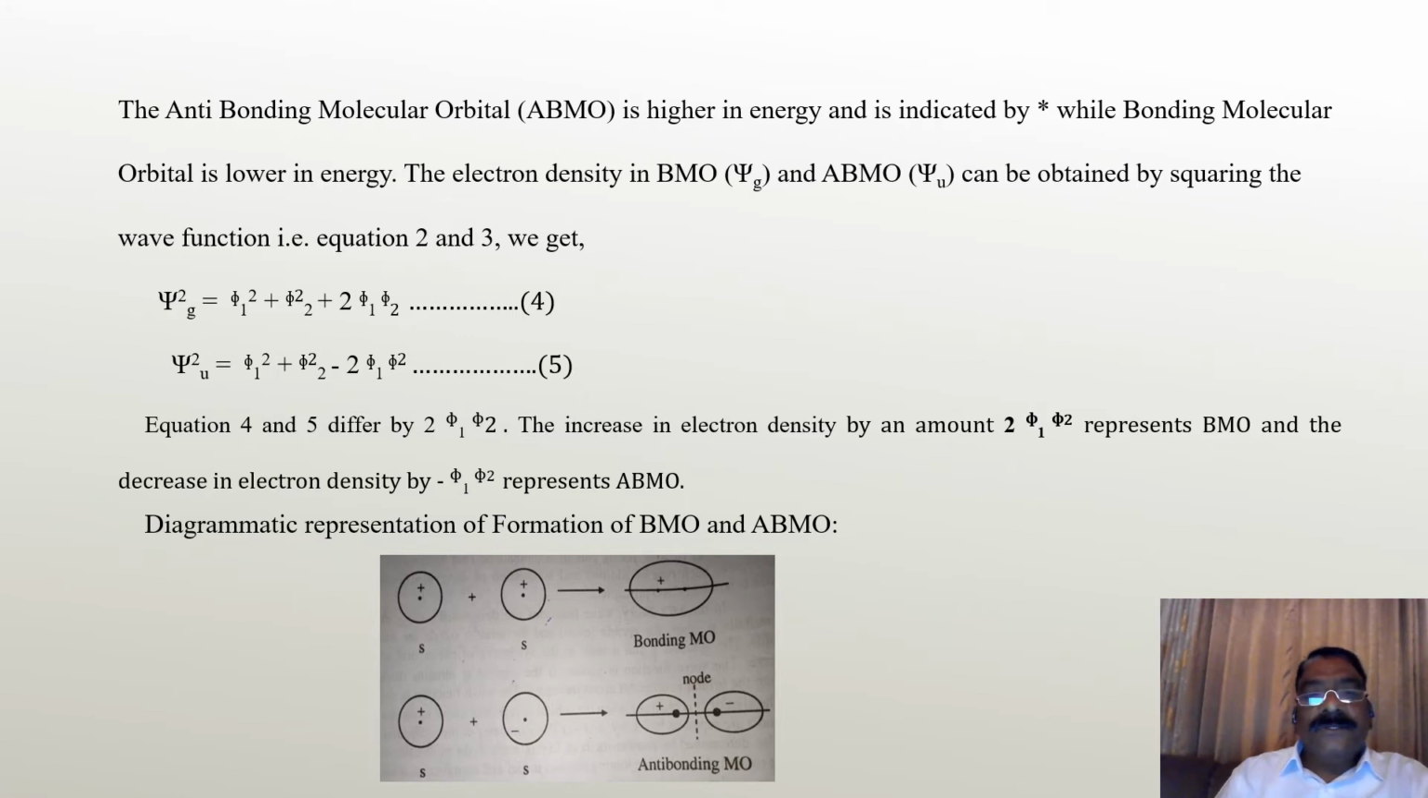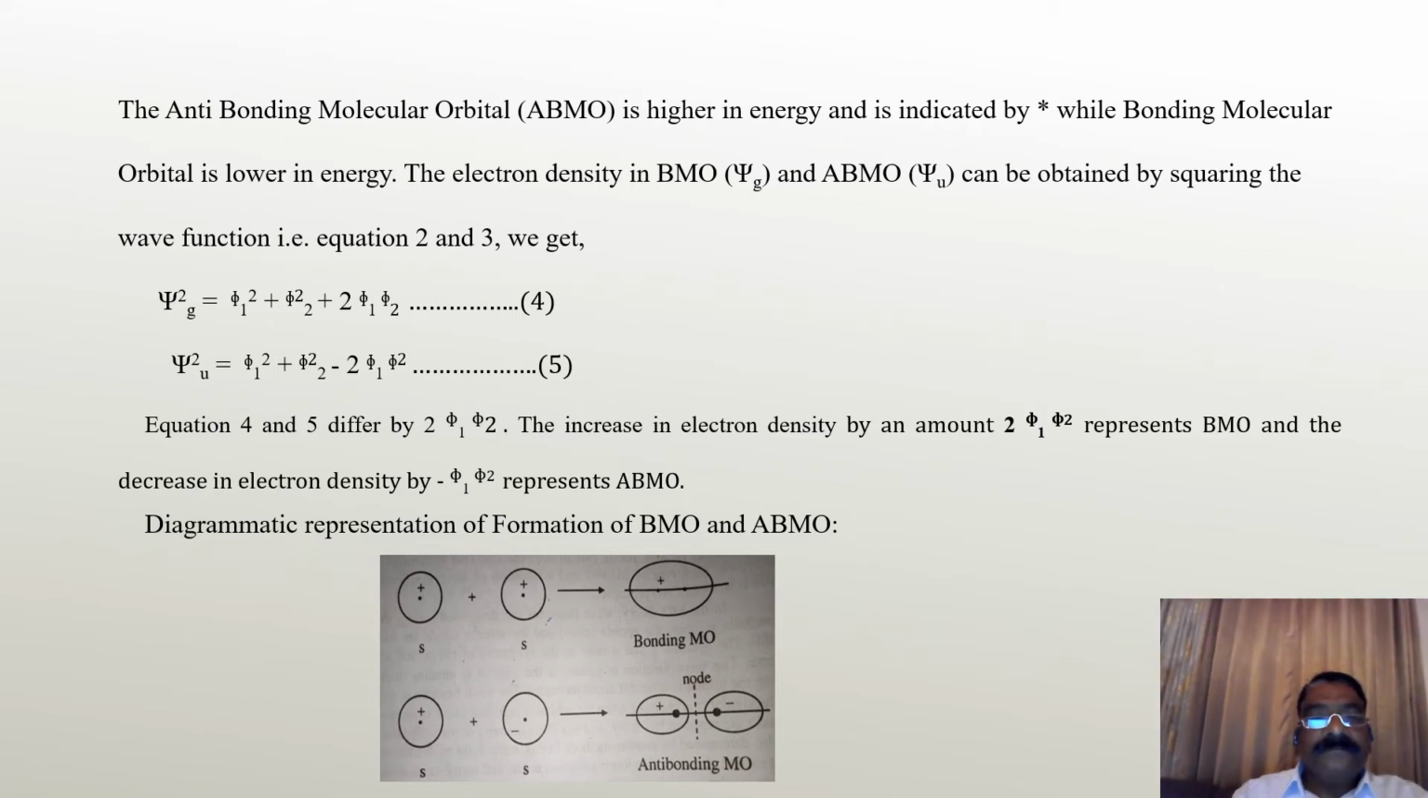Diagrammatic representation of the formation of BMO and ABMO. See, in the first diagram, there is addition of the orbitals' wave functions, and they combine. It will be around the two nuclei of the molecule. In the second, they will not combine, but will be repelled, and bonding is not possible due to such combination. So it is the antibonding molecular orbital.